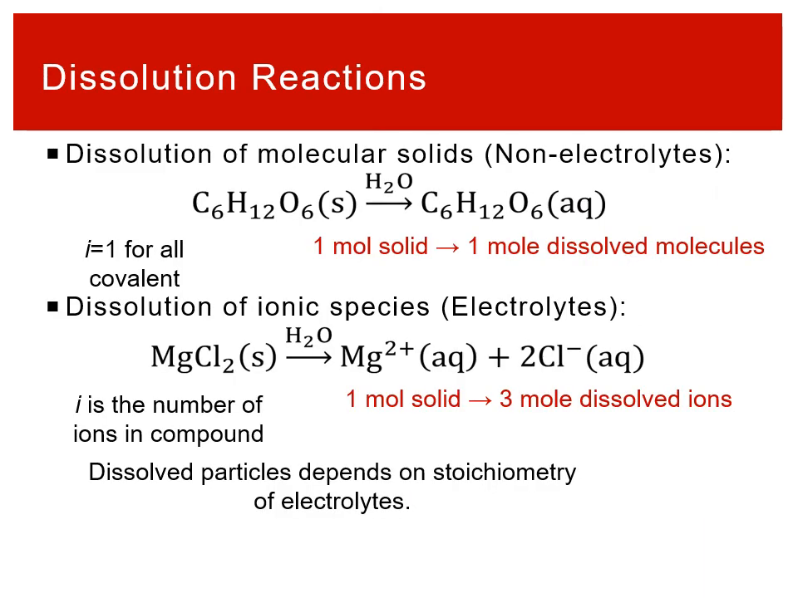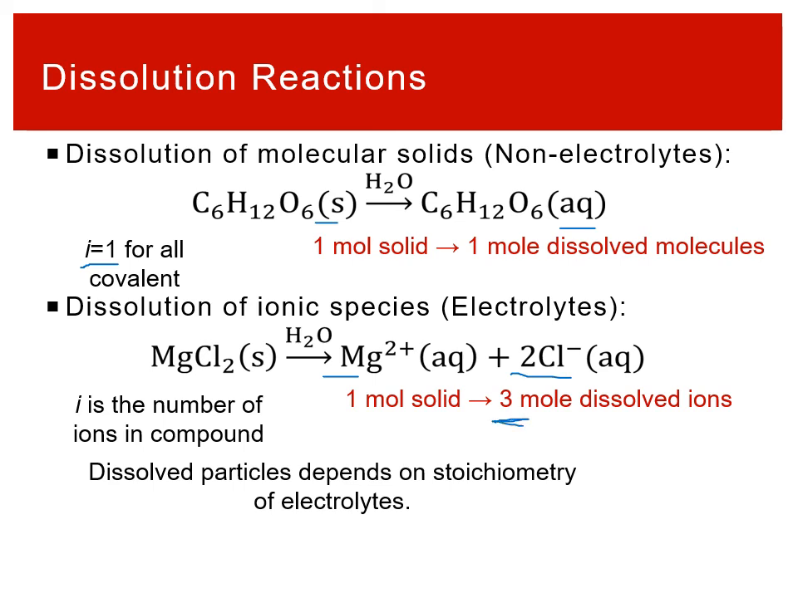So if we return to our idea of ionic and covalent compounds, for covalent compounds, i is equal to 1. For every 1 molecule in your solid, you get 1 molecule dissolved in the solution. So the solid all it does is become aqueous. You're not changing the bonds. You're not changing the number of things. In an ionic compound, the i is equal to the number of ions. So this was 1 ion, this is 2 ions, add them together, you get 3. So in this case, i is equal to 3.